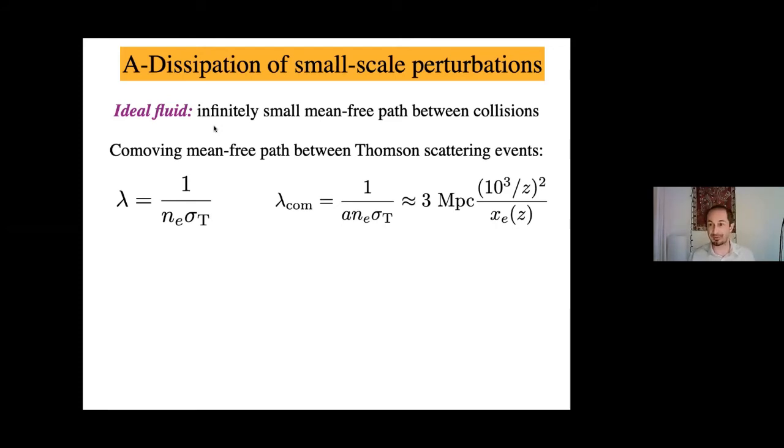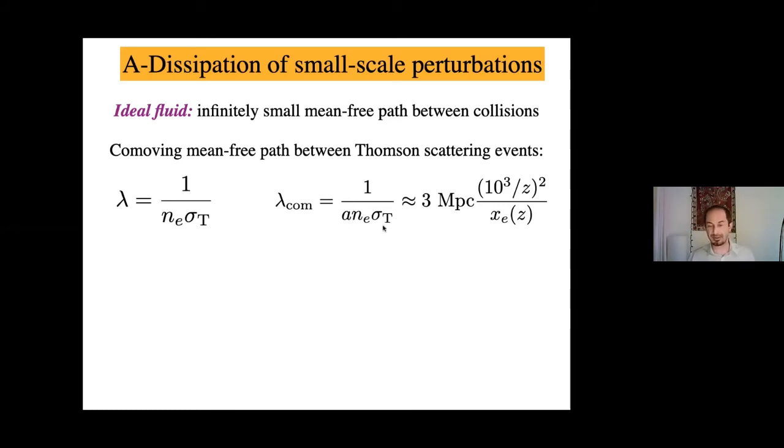So for example, in terms of photons and baryons, you can compute the mean free path for photons between different Thomson scattering events. This is the proper mean free path: one over the number density of scatterers times the Thomson cross section. The comoving mean free path will be obtained by dividing this by the scale factor.